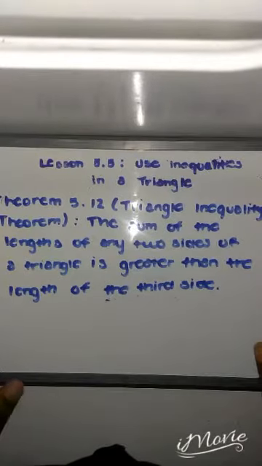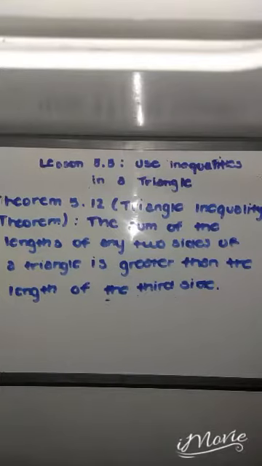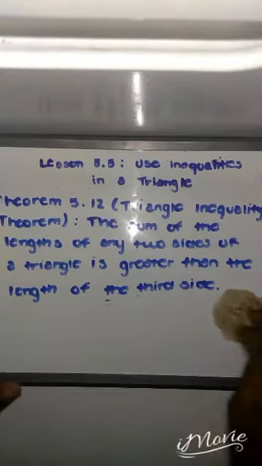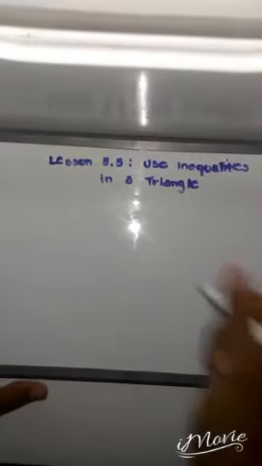Our last and final theorem is Theorem 5.12, or the triangle inequality theorem. This one states that the sum of the lengths of any two sides of a triangle is greater than the length of the third side. Here's what I mean. Let's take triangle EFG.